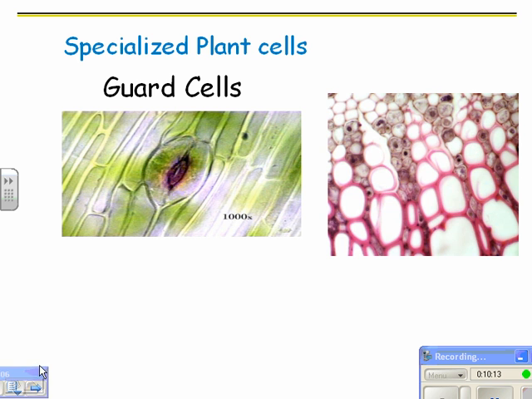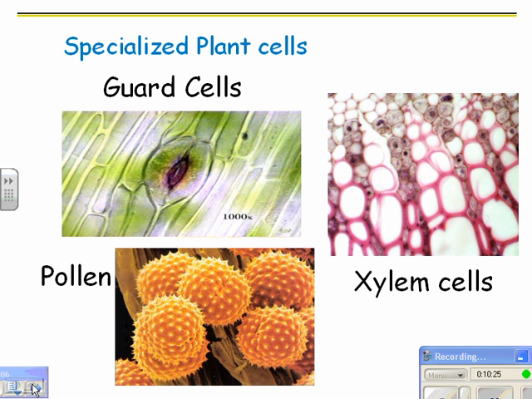Here is a totally different set of cells. These are xylem, and so they are going to transport stuff. This one doesn't transport, it just opens and closes, whereas this one's going to transport stuff through the plant. And then this last one is pollen. Its function is reproduction. It looks totally different, has a different function than these cells. So you have specialized plant cells and specialized animal cells. Every truly multicellular organism will have specialized cells. And I think that's where I'm going to stop.